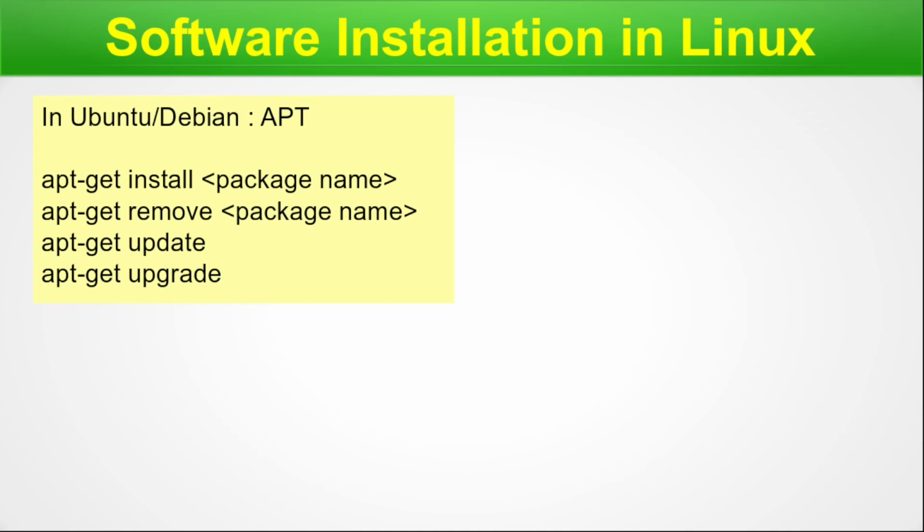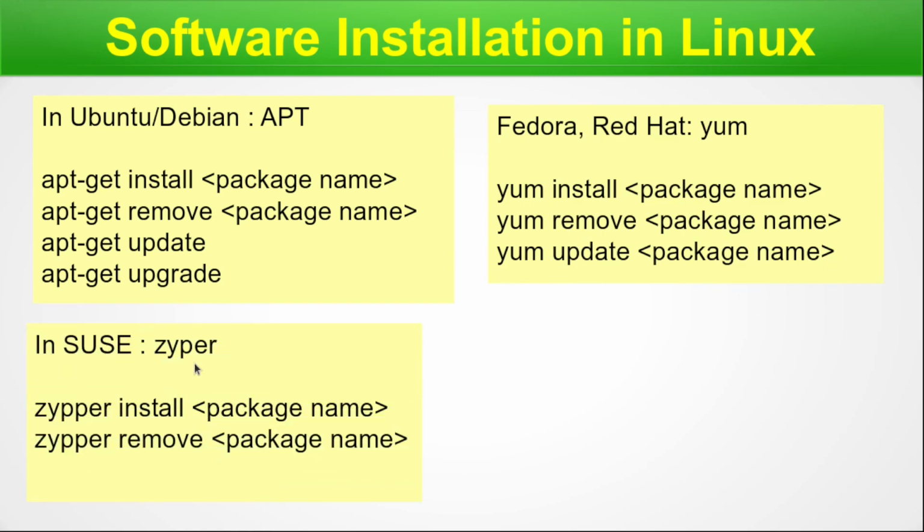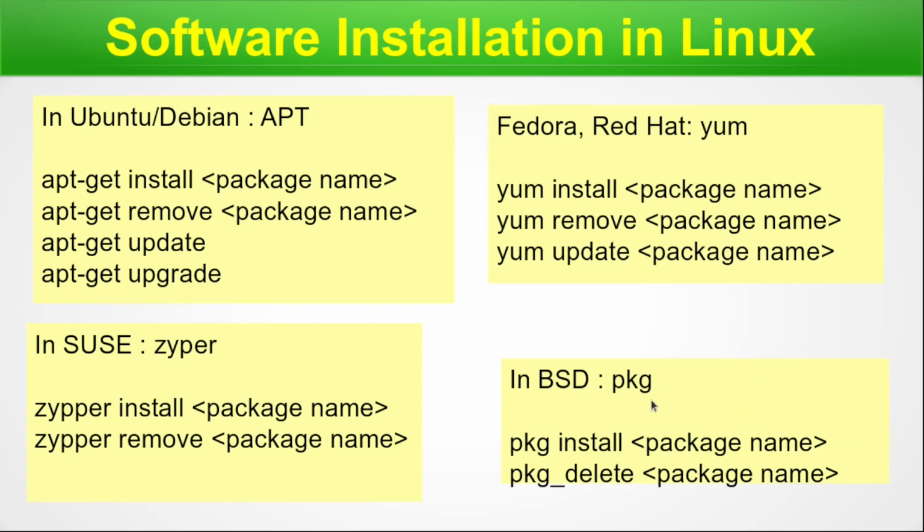So we are done with these 4 commands. Let's move on to the next. For Fedora or Red Hat, we have yum. So yum install, then the package name, yum remove the package name, yum update the package name. So this is the way we do it in Fedora. In SUSE, we use zypper. So zypper install, then the package name, and zypper remove the package name. For BSD, we use the pkg command. So pkg install, package name, pkg delete, then the package name. So this way we do it in BSD.